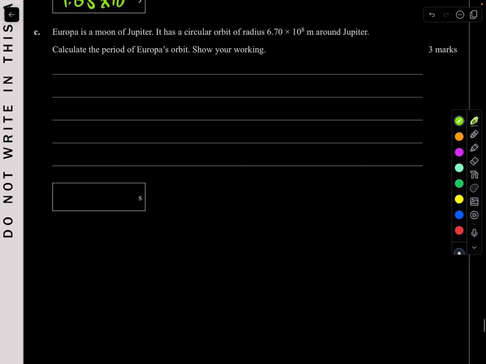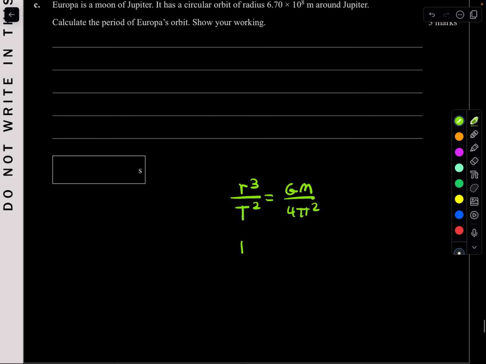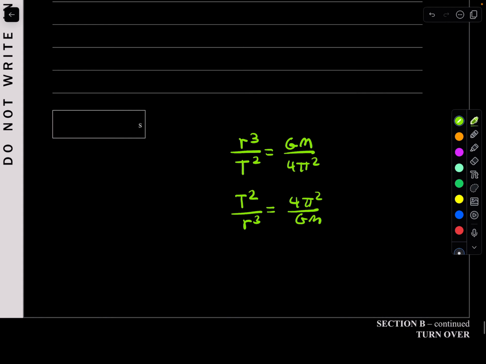And I'm going to have to transpose it to period. So r to the power of 3 over T squared is equal to GM over 4 pi squared. If I reciprocate both sides, flip them around, so 4 pi squared over GM. Multiply both sides by r to the power of 3, and then take the square root of both sides, so T equals the square root of 4 pi squared r to the power of 3 over GM. This formula here gives you the period.